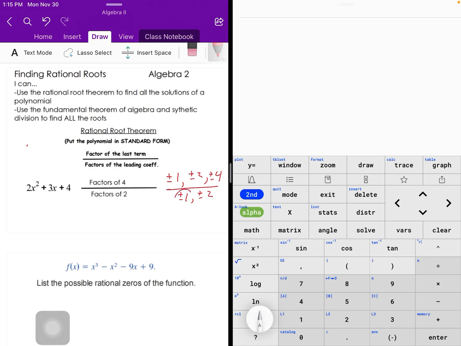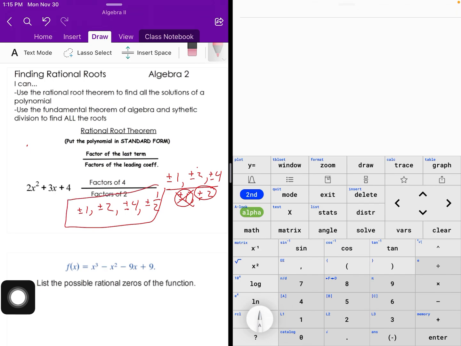So I'm going to go through and take all those numerators and divide them by 1. So I get plus or minus 1, plus or minus 2, plus or minus 4. Go through and divide them by 2, so plus or minus 1 over 2. Now 2 divided by 2 is 1, which is already on there, so I don't have to worry about it. 4 divided by 2 is 2, so it's already on there. And there's my list of possible rational roots.